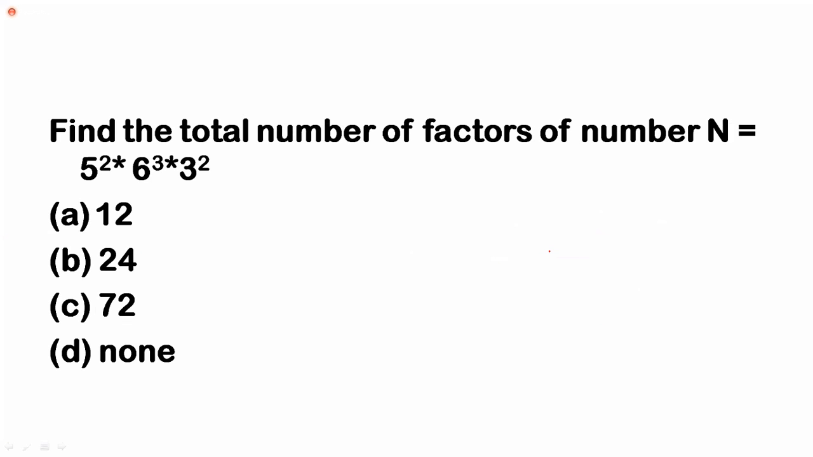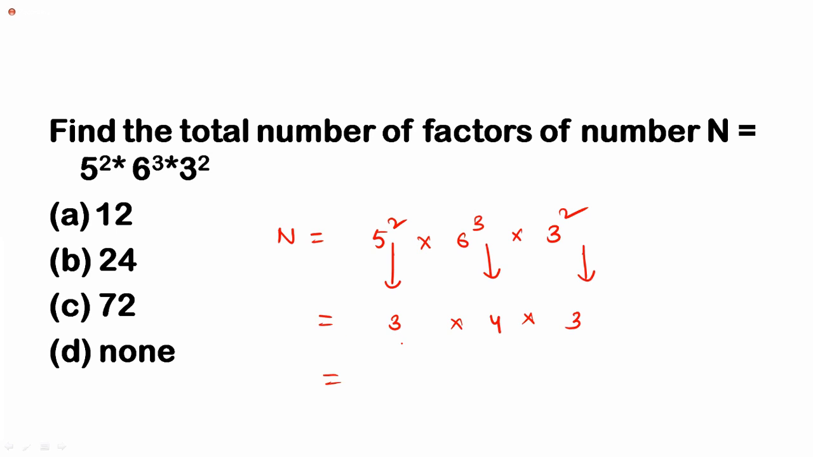Look at the next question. Tell me what is the answer. What is the total number of factors of n? So the given number is 5 square into 6 cube into 3 square. So how to find out the total number of factors? Very simple. Look at the powers. This is 2 plus 1, 3, 3 plus 1, 4, 2 plus 1, 3. Multiply these numbers, mark your answer. 3 into 3 is 9, 9 into 4 is going to be 36. You can say answer is none of the above.